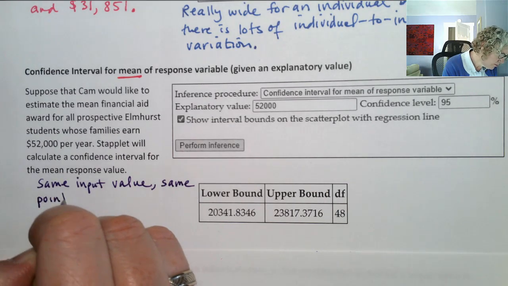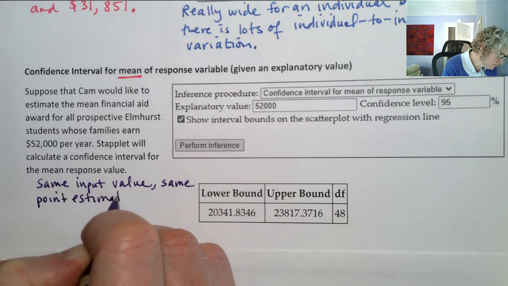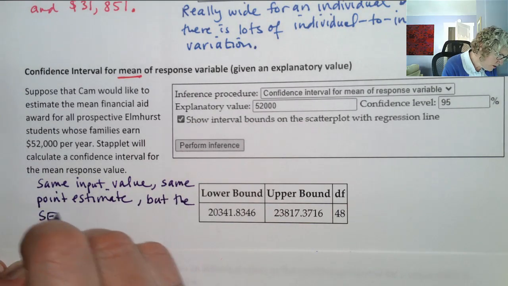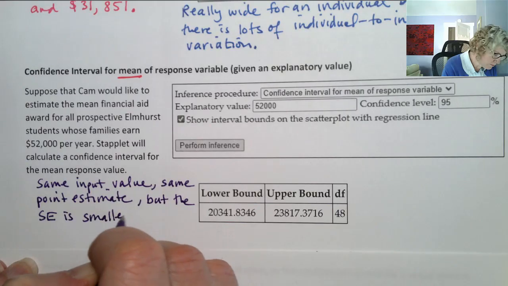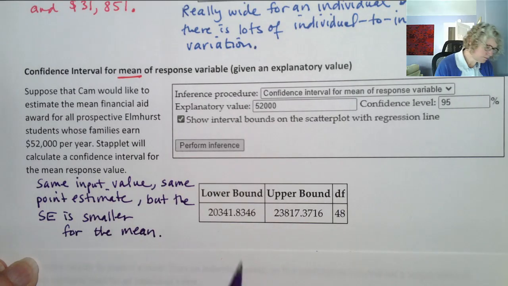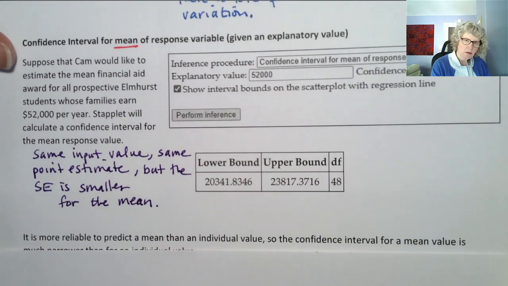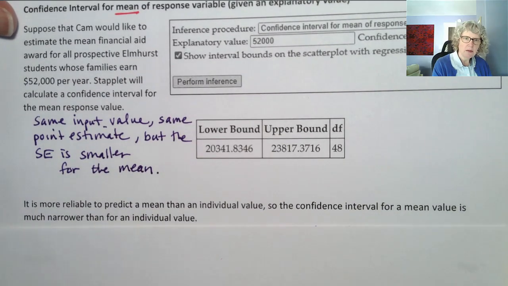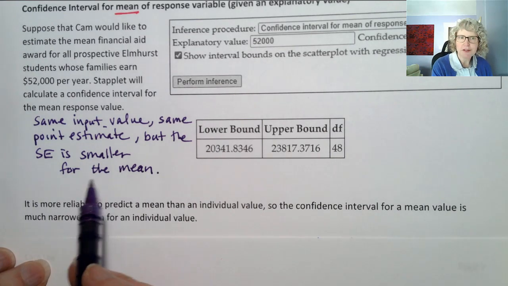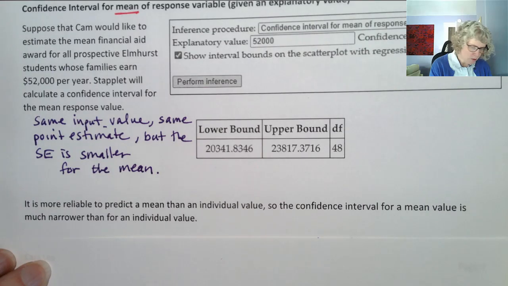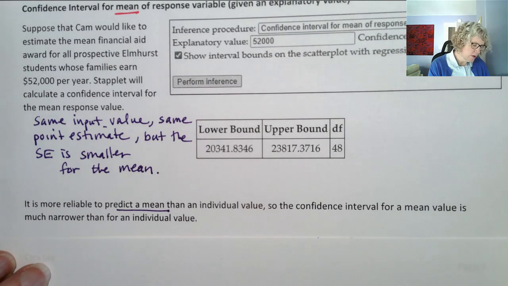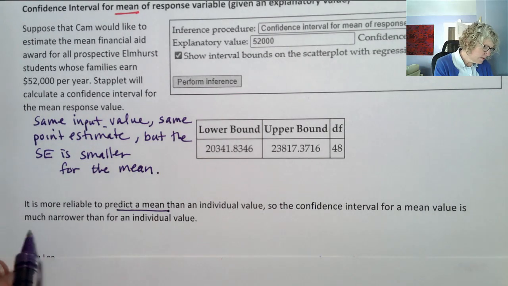Same point estimate, but the standard error is smaller for the mean. Okay. It's more reliable to predict a mean than an individual value, and it has to do with sample to sample variation is a lot smaller than individual to individual variation. So it's more reliable to predict a mean than an individual value. So that's why it's much narrower. This one is much narrower.